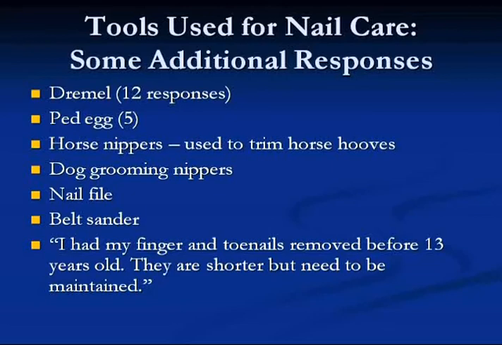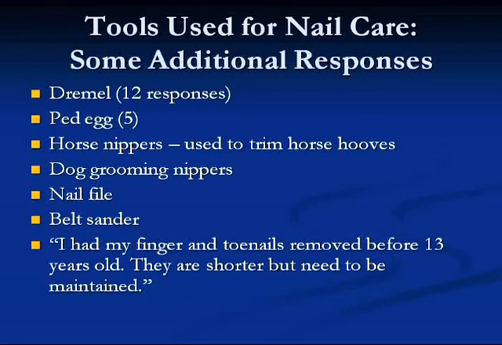There are some other things listed here: horse nippers, dog grooming nippers, and a belt sander. This other comment, which we'll have to get into more in the future, and again, I'll stay on time and yank me if I'm over: the issue of nail avulsion and removal of the nail bed needs a lot more study, because we don't know if surgical procedures are helpful or if people are happy with them. A lot of it is anecdotal.